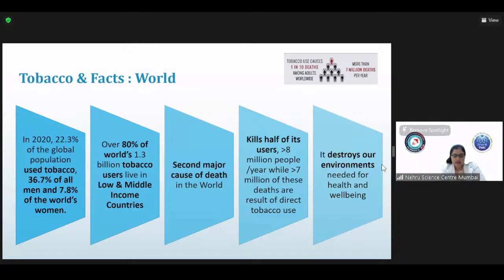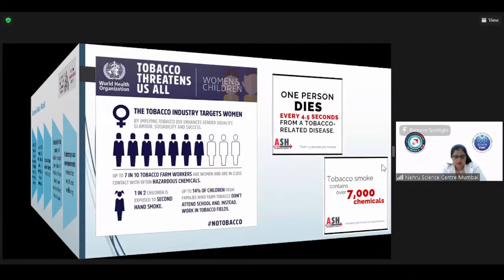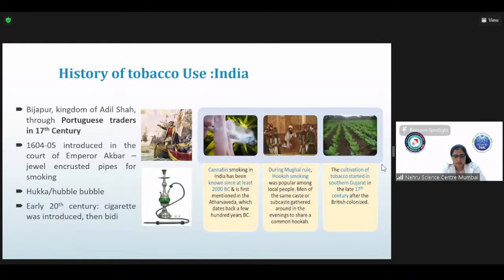Next. 7 in 10 tobacco farm workers are women and get affected by hazardous chemicals. 1 in 2 children is exposed to secondhand smoke. 1 person dies every 4.5 seconds. That is 13 people per minute from tobacco-related diseases. Let me tell you here, tobacco smoke contains more than 7,000 chemicals.